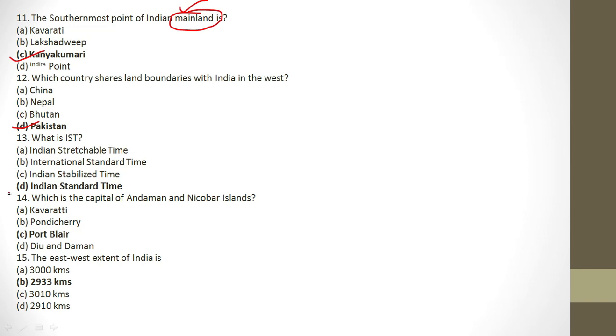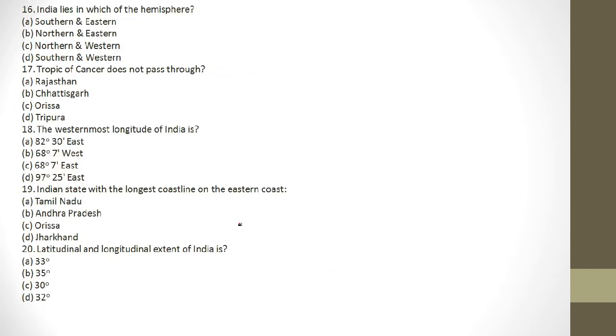What is IST? We have already discussed. It's Indian Standard Time. What is the capital of Andaman and Nicobar Islands? Port Blair. The east-west extent of India is, now students, we have just saw the longitudinal extent of India in terms of length. Clear? So it's 2933 kilometers. Let us move ahead.